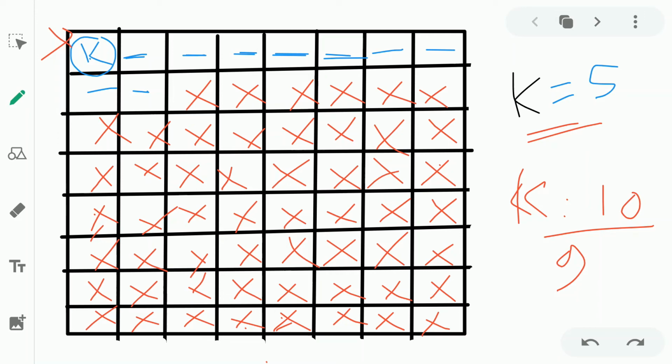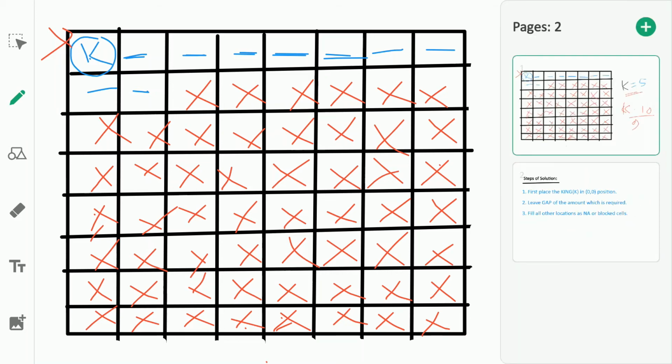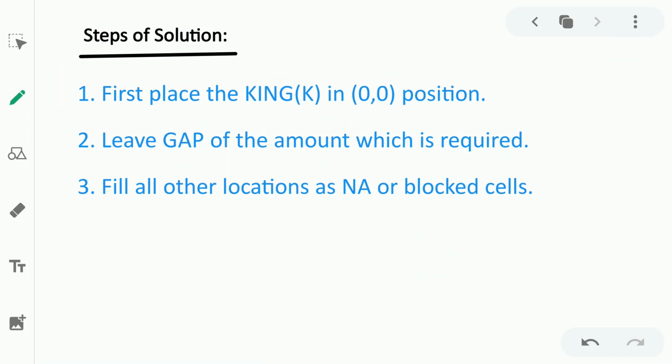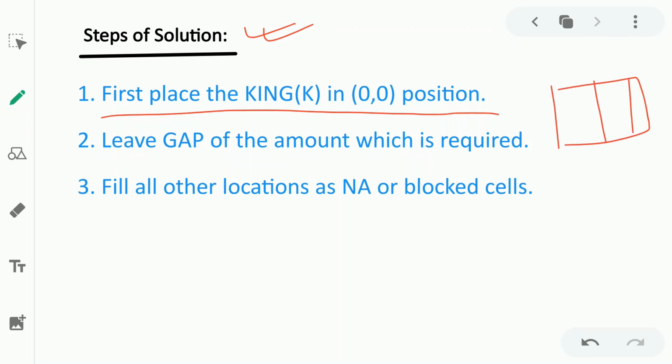Let's see again a recap of the algorithm and the steps of coding it. So let me go through this. Steps of the solution. First step, first place the king in the 0 0 position. So the 0 0 position is, if this is the board, then we have to place it over here. Then this one is done.